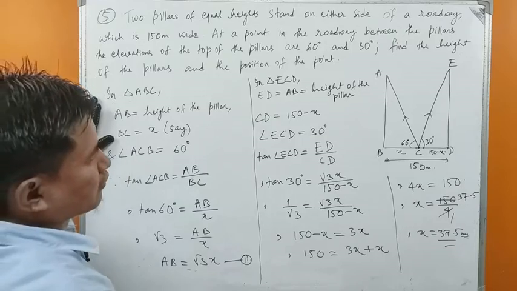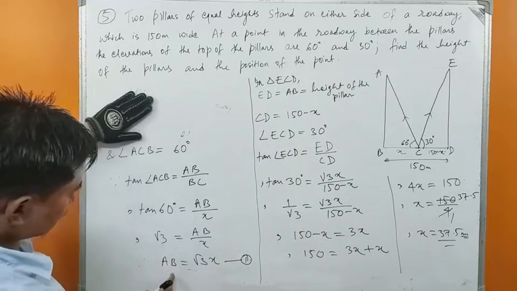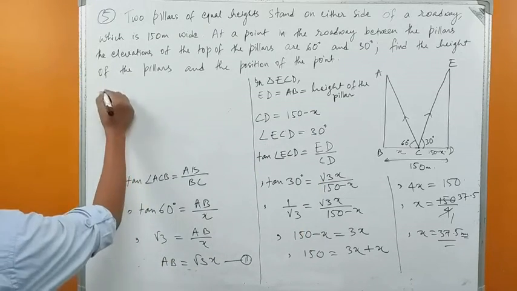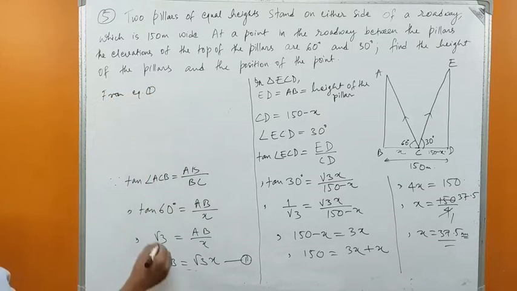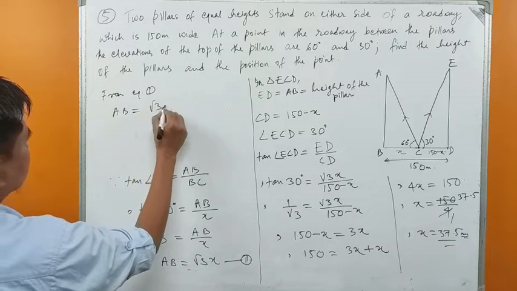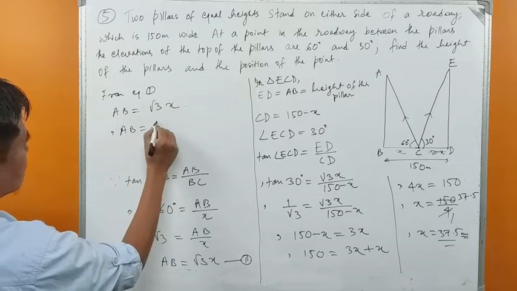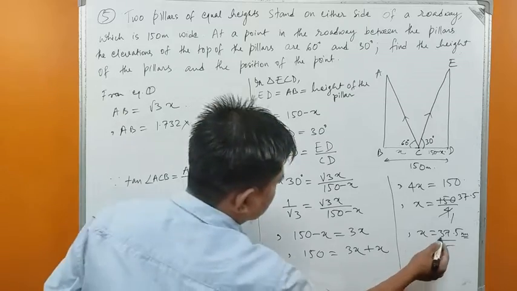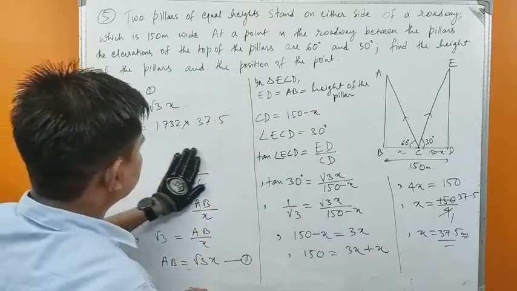Now let me erase this. I will find the height of the pillar. The height of the pillar is according to equation 1. From equation 1, we have AB, the height of the pillar, equals root 3x. So AB equals root 3, which is 1.732, into x, which is 37.5. So let us multiply this.